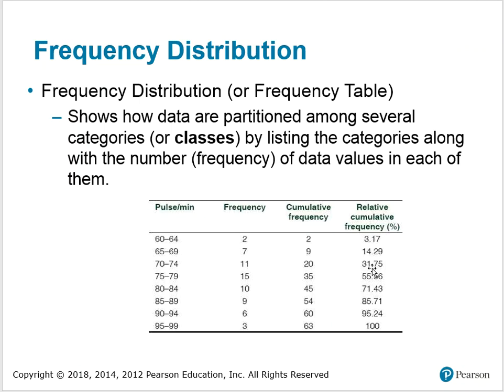The last column is where we've changed all the data into percentages. That means that's the relative part of this. The first one here, the 3.17%, is the percentage of subjects that were in the 60 to 64 group. Now this is a cumulative relative, and we will do both a cumulative and just a relative frequency. This 14.29% represents the percentage of subjects that are from 60 all the way to 69. So it's both of these groups together as a percentage.